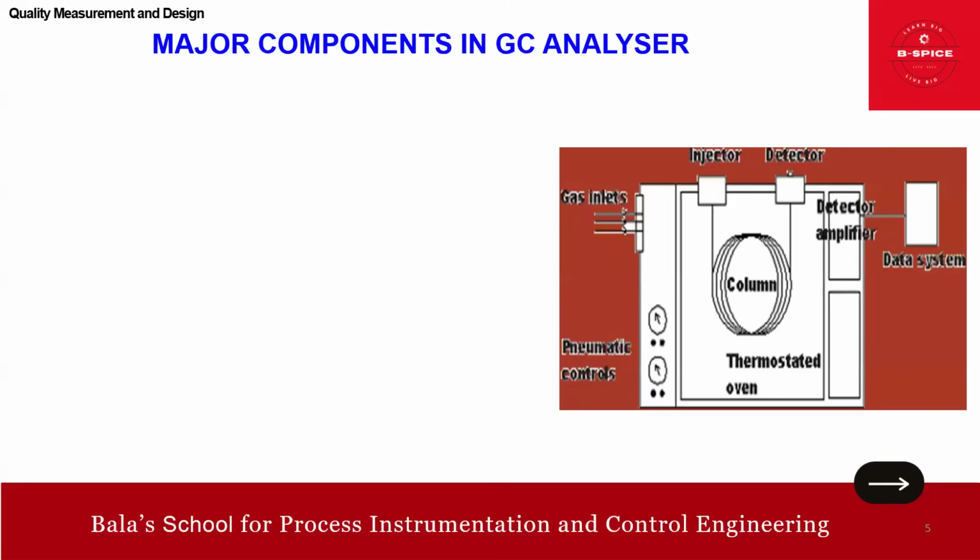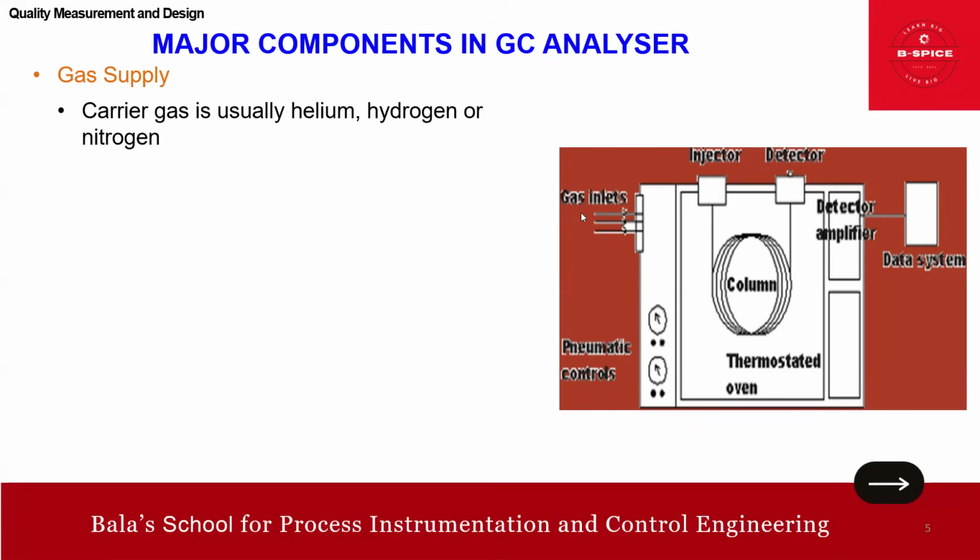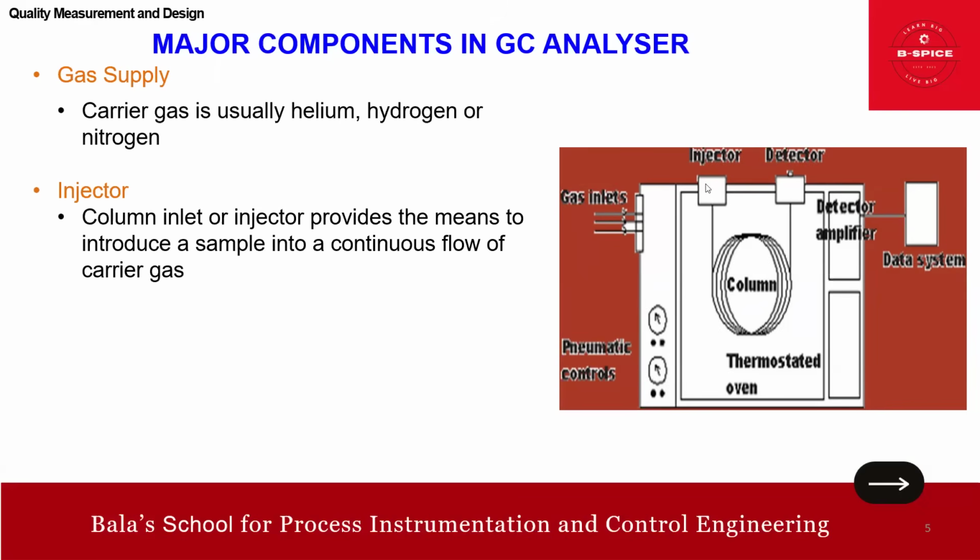Now we go into the major components. I'm going to explain with the help of this diagram. This is the gas supply, as you can see, the gas inlets. Carrier gas is usually helium, hydrogen, or nitrogen. That is very important, friends. Then the injector part. The column inlet, or injector, provides a means to introduce a sample into the continuous flow of carrier gas. That is the point.